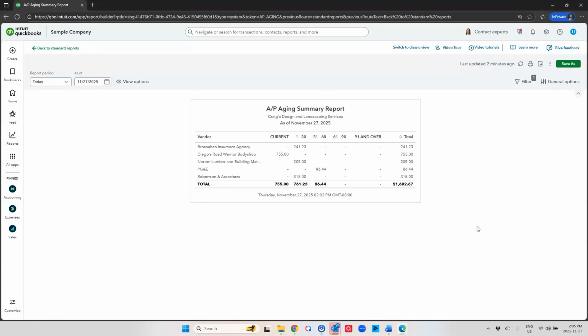And we can see here, we don't have any really old amounts. We owe PG&E, whoever that is, $86, and that's 31 to 60. Everything else is pretty current.